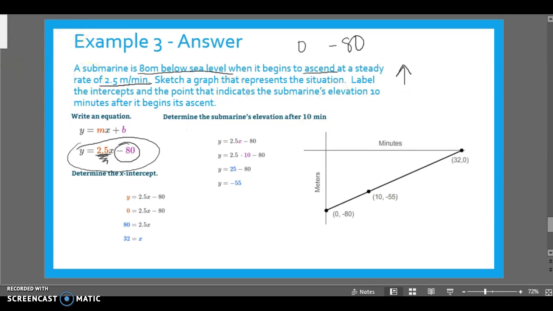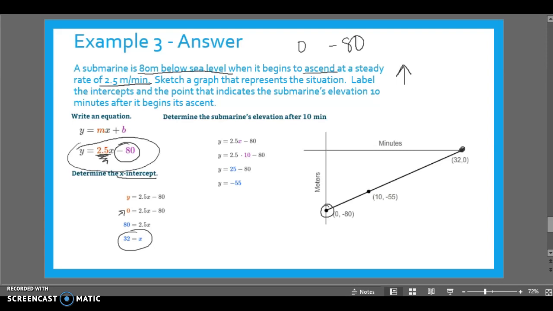So that's the equation you need. So where he starts is negative 80, that's your y-intercept. Okay, that's always where you begin, is always your y-intercept. To determine the x-intercept, you're going to have to set y equal to 0 and then solve. You get 32, so that's where he ends right here. It takes him 32 minutes to get to the top, or to get to sea level.